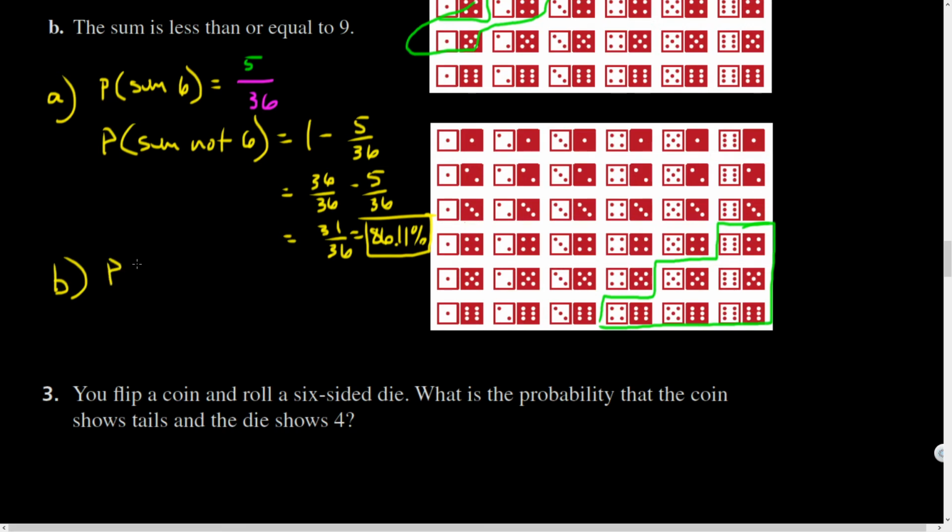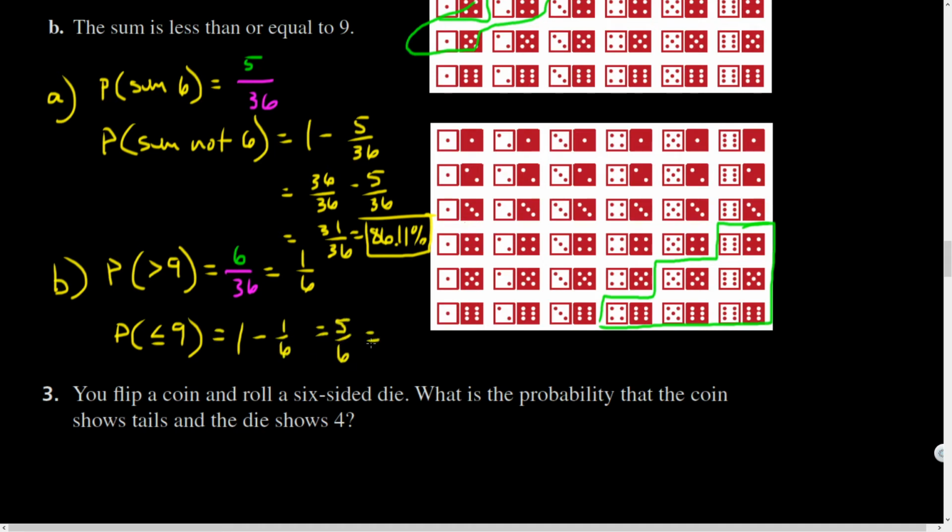So the probability of greater than 9 is equal to 1, 2, 3, 4, 5, 6. 6 out of 36. Which, by the way, equals 1/6. And so the probability of less than or equal to 9 will just be 1 minus 1/6, which is 5/6.